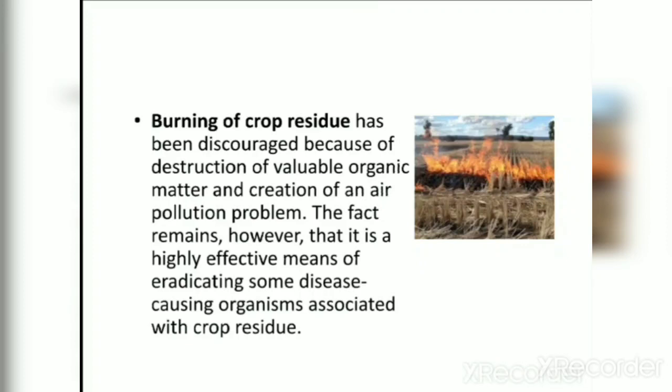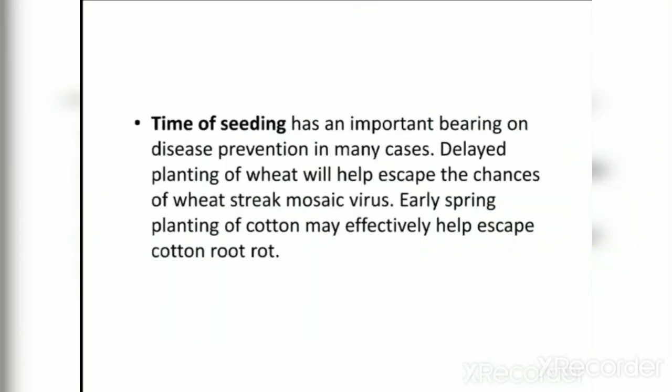Then the time of seeding or sowing. This is very essential, for example with streak virus, which becomes more severe if planting of wheat is delayed. Similarly, we can escape the cotton root rot problem by early planting of cotton seeds. So by manipulating the time of sowing or seeding, we can escape certain diseases in some important crops like wheat, cotton and so on.